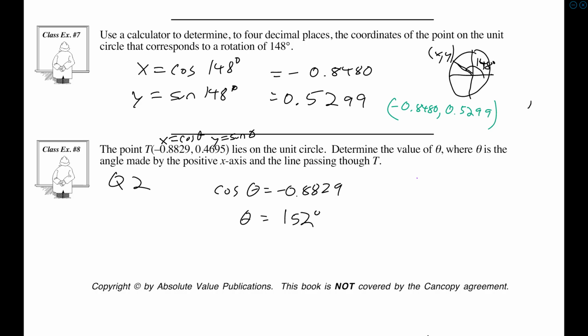Now, how can I check if I'm right here? Why don't we do the sine? Let's see if the sine ends up being the same. Is the sine 0.4694 at 150 degrees? Actually 0.4695 on this table, but yeah. Sine theta is 0.4695 and theta is also 152. So the angle.